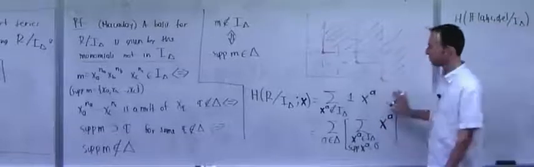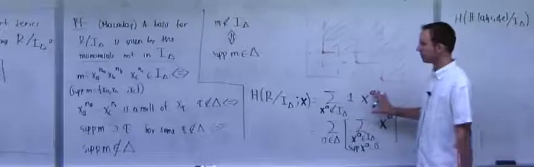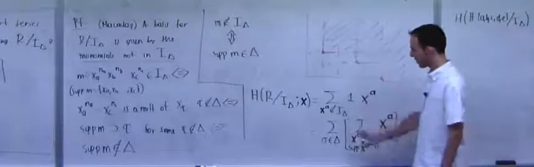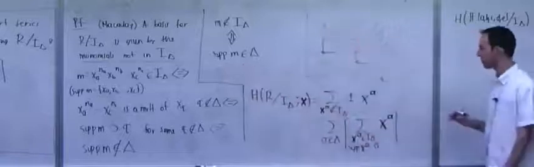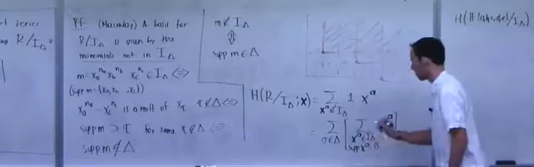So I'm just taking this sum and separating it into different summings according to who is the support of the monomial. Okay? Should not be in I delta? Yeah. Okay.